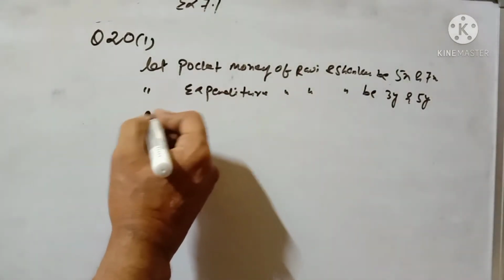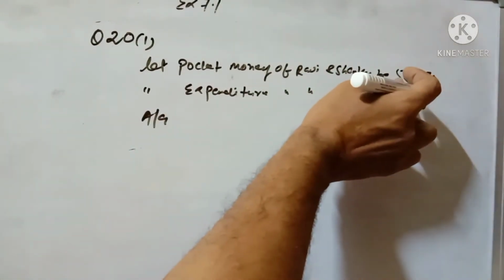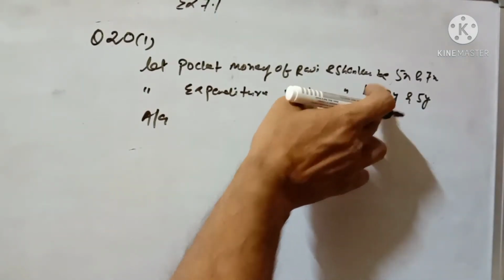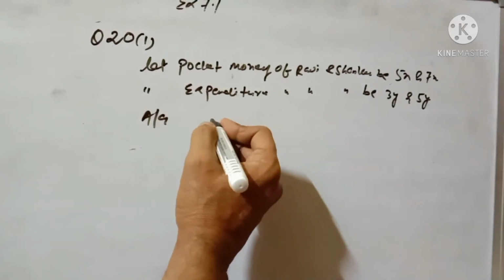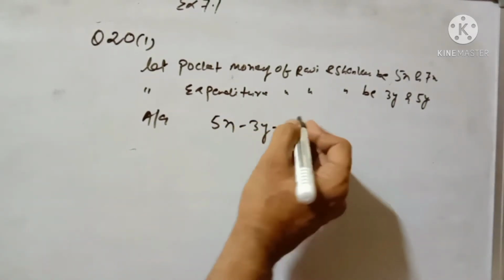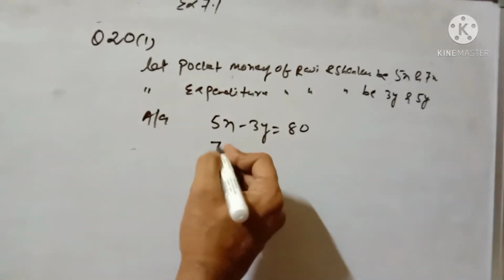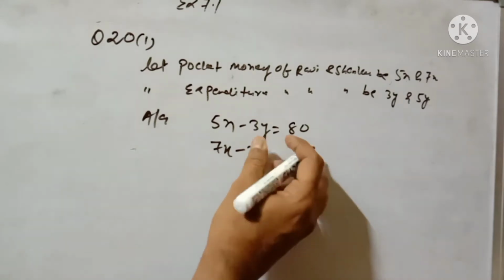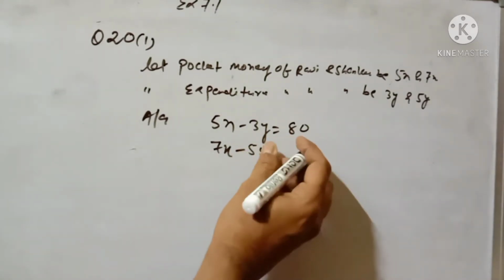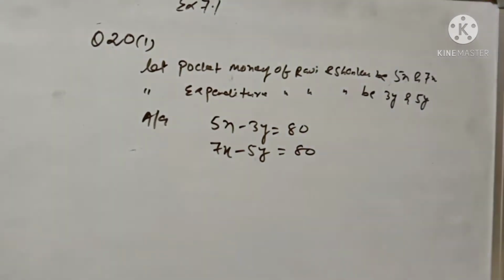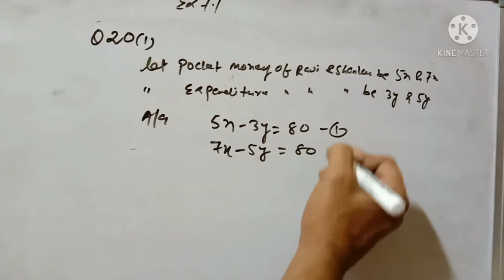I can write what? Ravi's saving is 5x and expenditure is 3y. So 5x minus 3y is equal to their saving, 80 rupees. Same for Shankar: 7x minus 5y equal to 80 rupees. This is equation number 1 and equation 2.